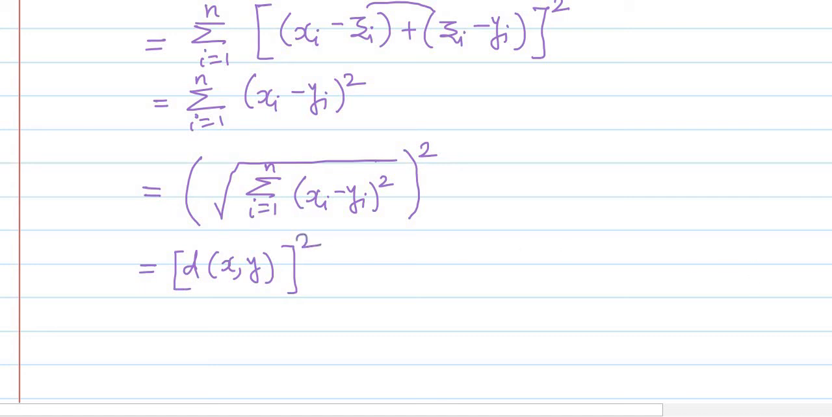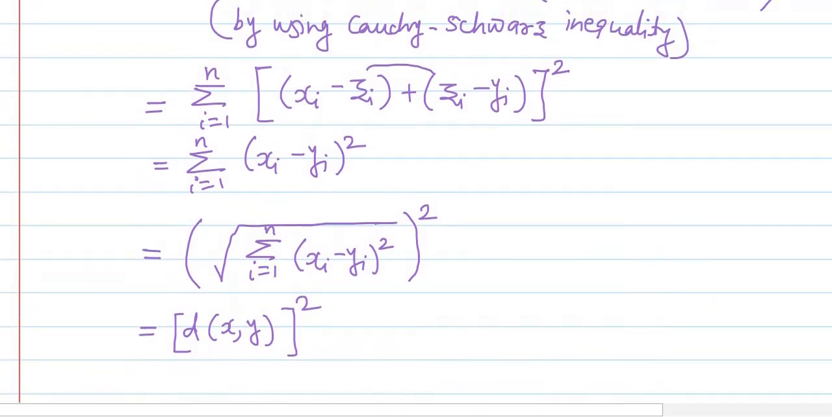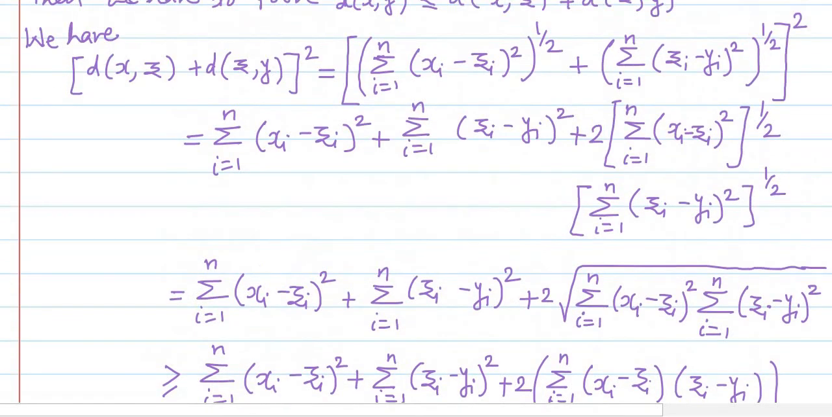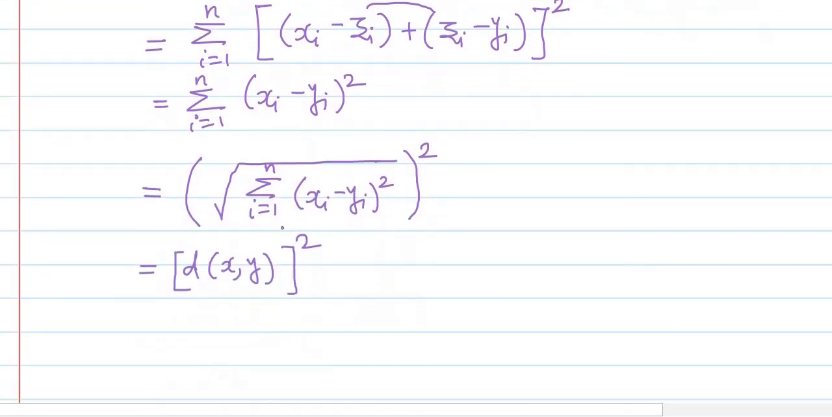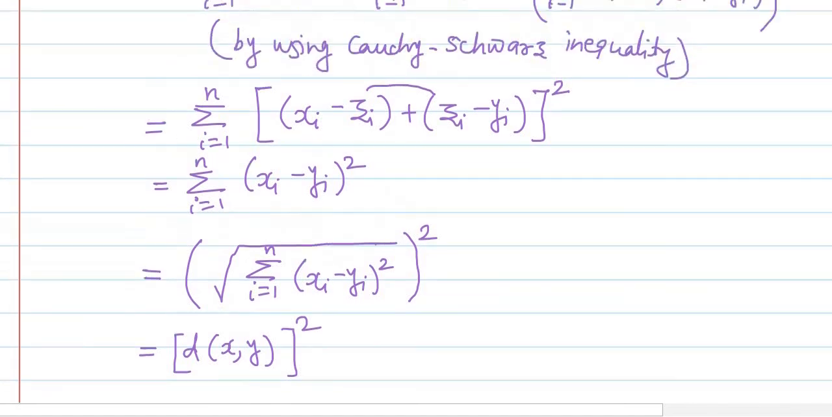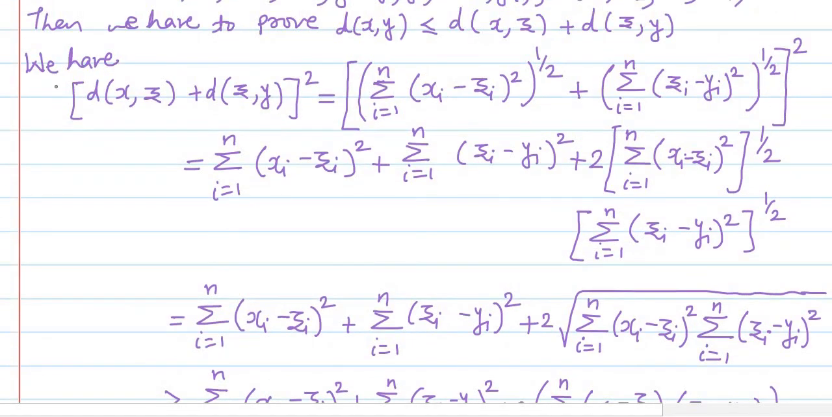Now have a look at the point from where we started. Our left hand side was (d(x,z) + d(z,y))², and we have shown that this is greater than or equal to (d(x,y))². Now the right hand side, (d(x,y))², is a non-negative quantity, and the left hand side is again a non-negative quantity.